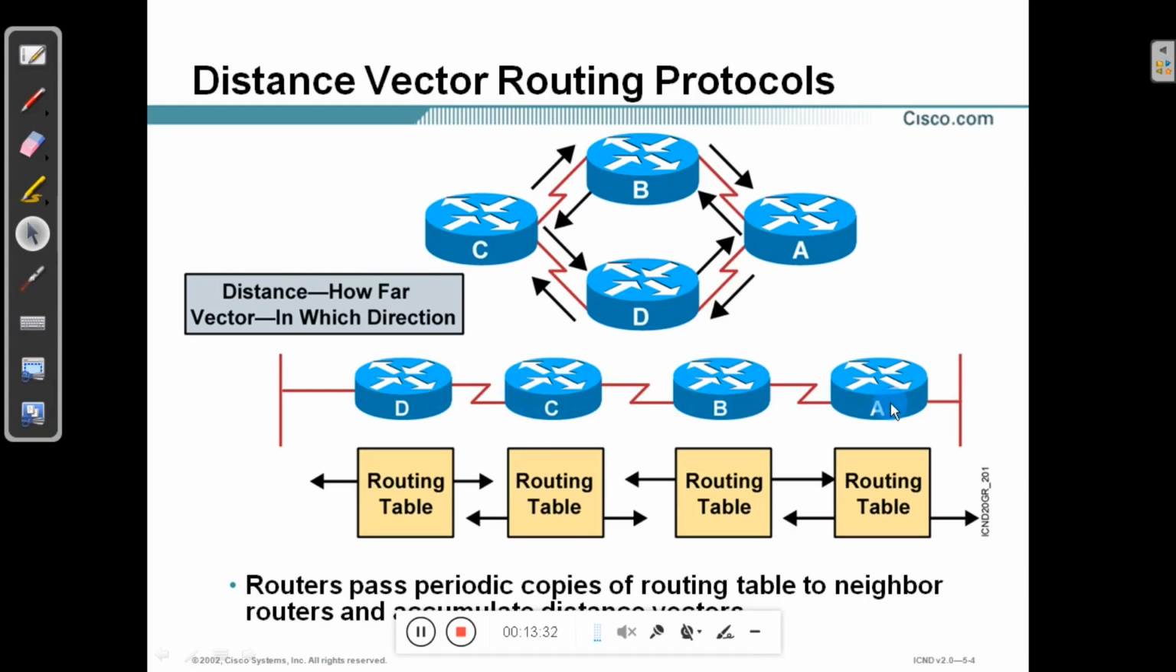Similarly, for the router, D is 3 hops away in the direction of router B. So like this, each router will receive the routing updates from the other routers, and each router will compute the routing table, and it will pass the entire routing table to the other router. This is the main problem of the distance vector. It will pass the entire routing table to the other router each time.